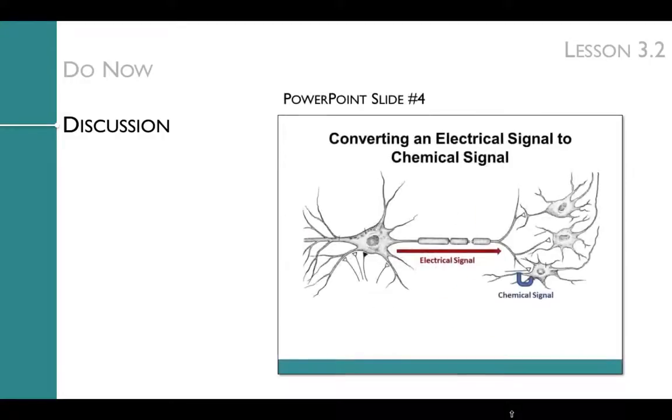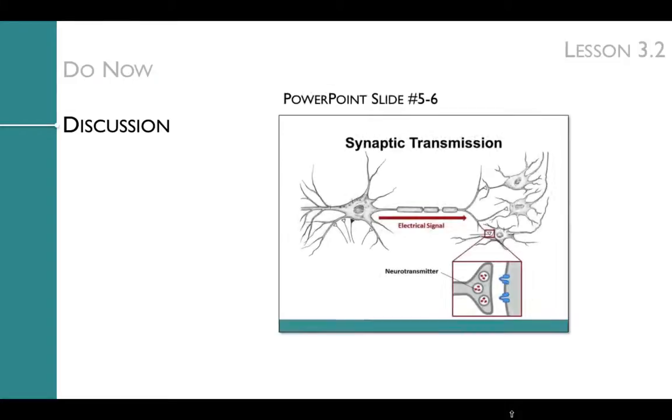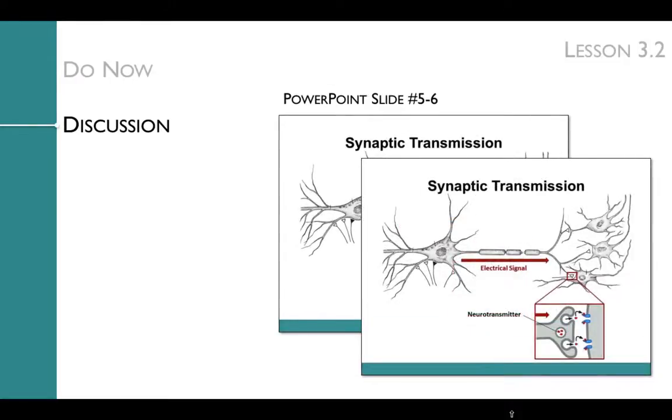You'll then use slide 4 to discuss student mechanisms to convert the electrical signal along the axon, the action potential, into a chemical signal at the synapse. After discussing students' ideas, you'll use slides 5 and 6 to introduce synaptic transmission and the idea that there are chemicals called neurotransmitters in the presynaptic terminal that are released after an action potential has been fired, and that these neurotransmitters cross the synapse and bind to receptors on the postsynaptic neuron.